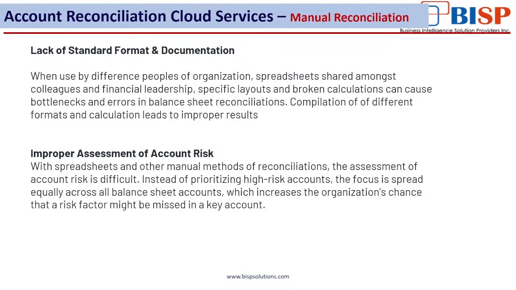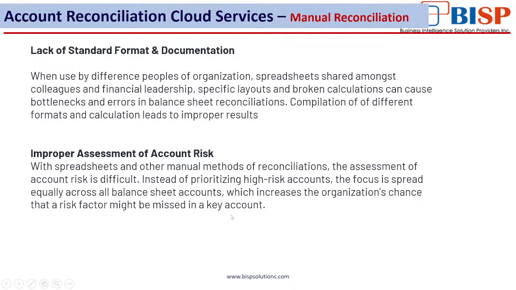So the fourth one is the improper assessment of account risk. With spreadsheet and other manual methods of reconciliation, the assessment of account risk is difficult. Instead of giving priority to high risk accounts, the focus is spread equally across all balance sheet accounts, which increases the organization's chance of missing a risk factor in a key account.